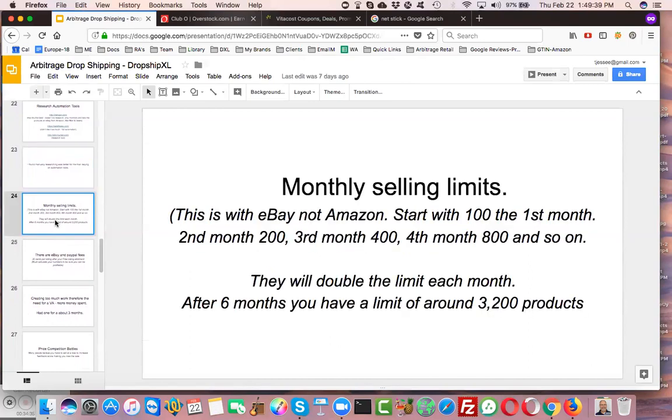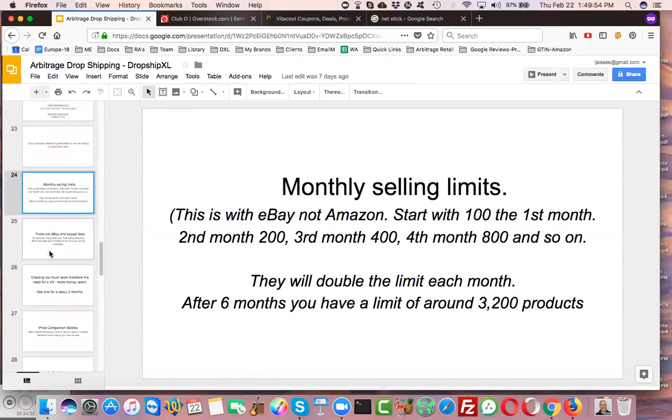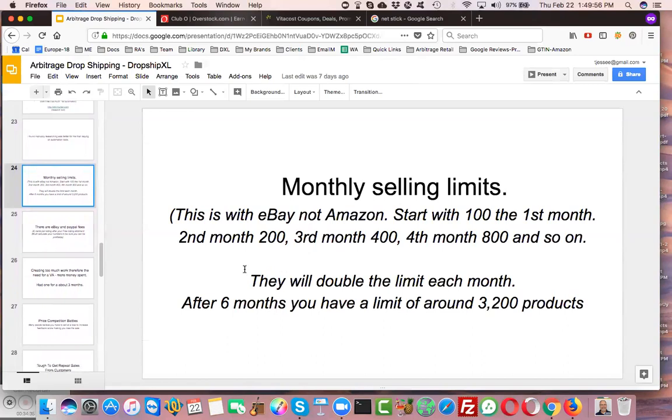Monthly selling limits. This is with eBay, not Amazon. You start with 100 the first month, 200 the second month, and so forth. You can't just go straight into the system and start selling millions of products. It's throttled. We'll move on to the next one here, but just be aware of that.